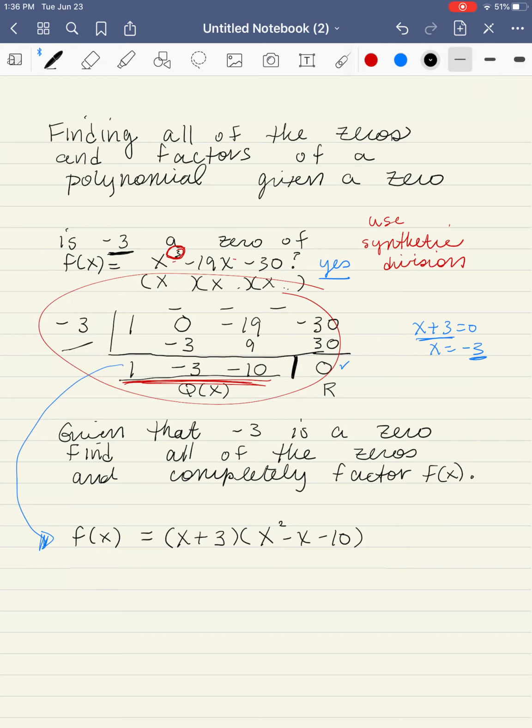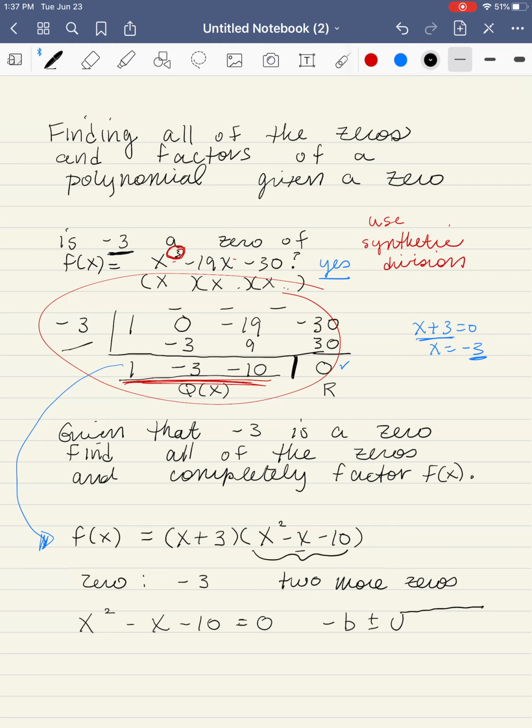But as soon as I see right here that x squared minus x minus 10, if I'm solving this for x, finding my other two zeros, because I have a zero of -3 here, and I know that I need two more zeros from that. And if it does not factor, I do have a b term, then I'm going to have to use the quadratic formula.